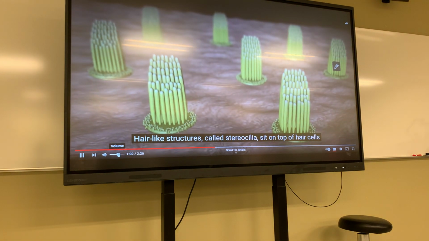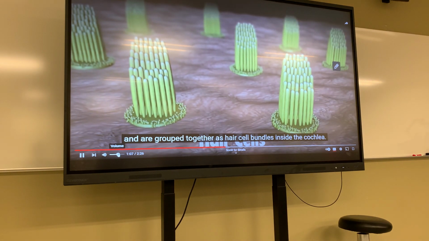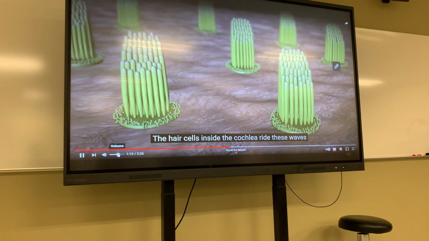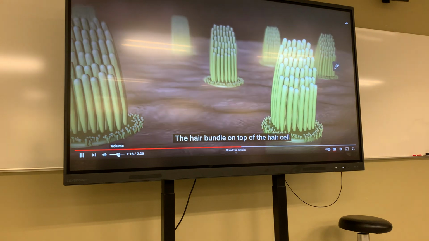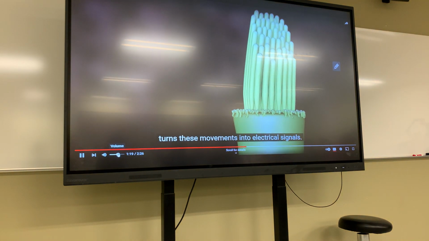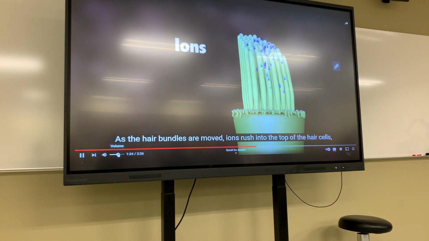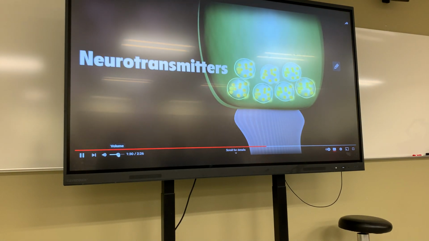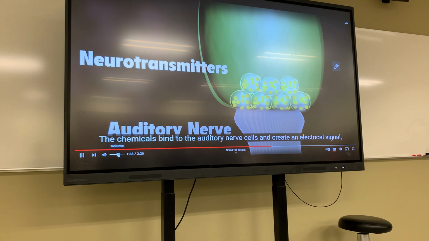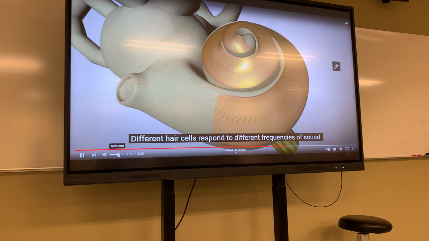Hair-like structures called stereocilia sit on top of hair cells and are grouped together as hair cell bundles inside the cochlea. The hair cells inside the cochlea ride these waves, and the hair bundles are moved. The hair bundle on top of the hair cell turns these movements into electrical signals. As the hair bundles are moved, ions rush into the top of the hair cells, causing the release of chemicals at the bottom of the hair cells. The chemicals bind to the auditory nerve cells and create an electrical signal, which travels along the auditory nerve to the brain. Different hair cells respond to different frequencies of sound.